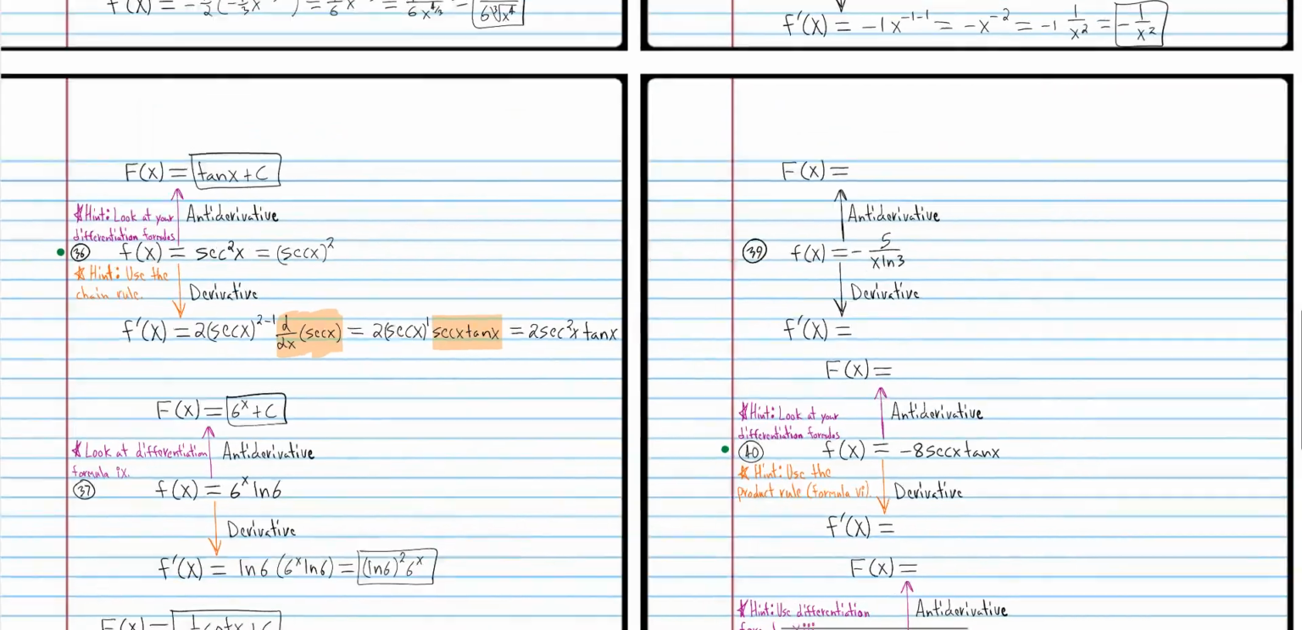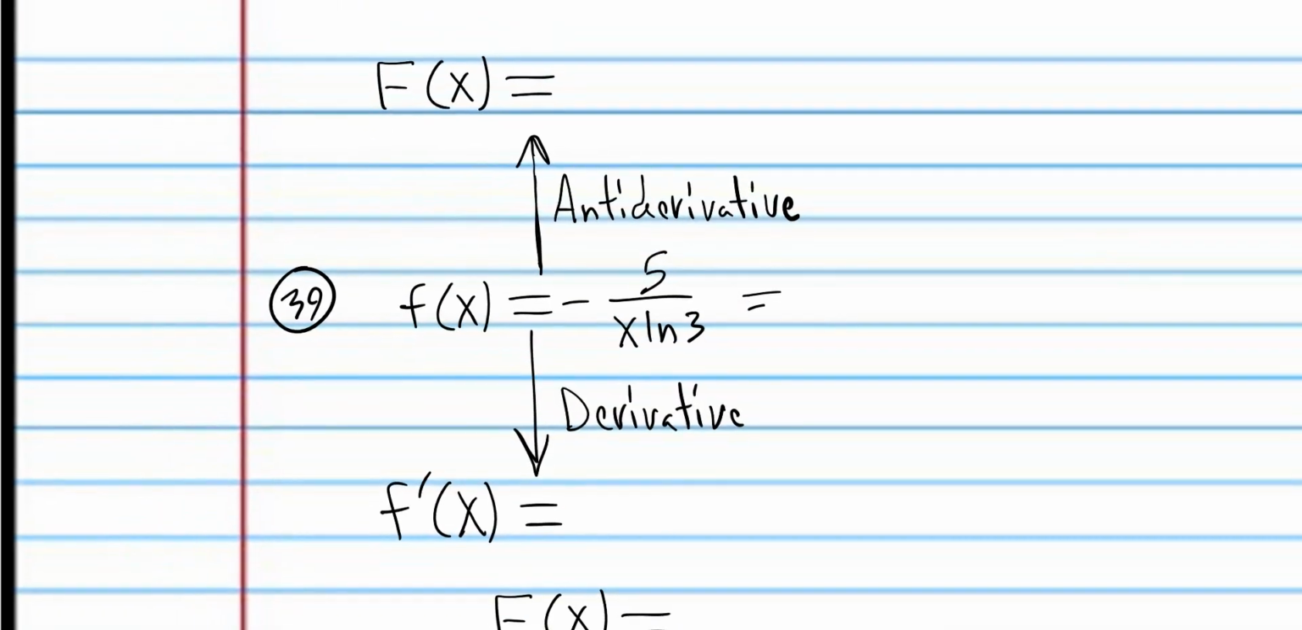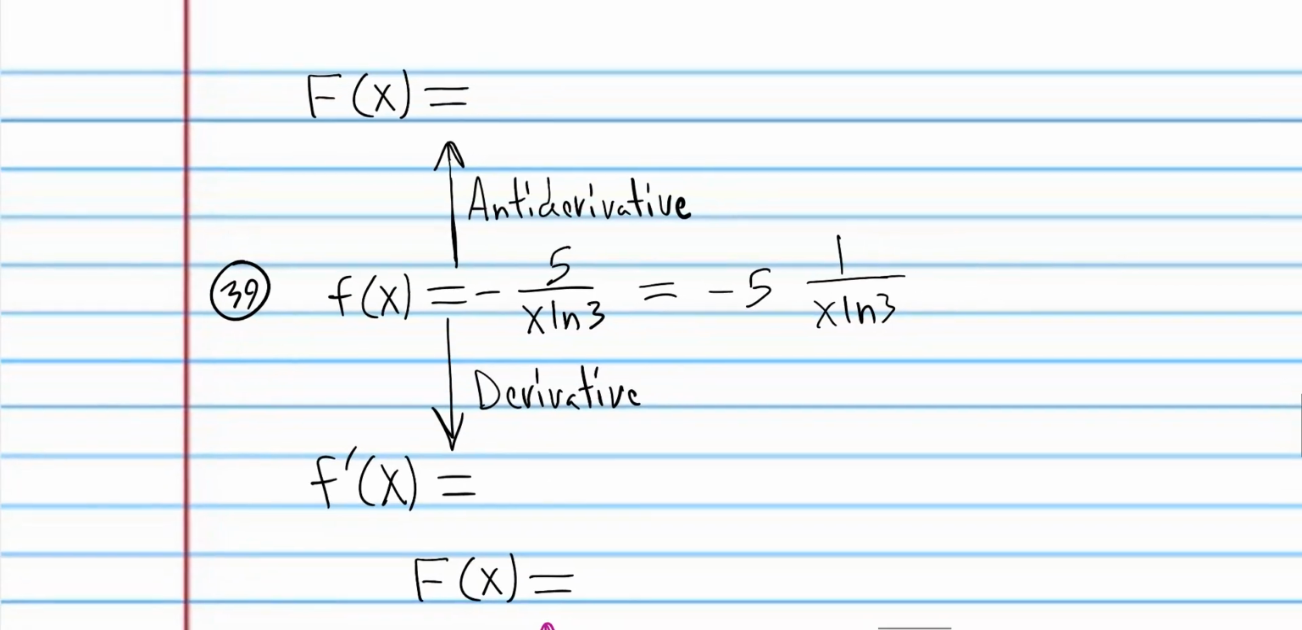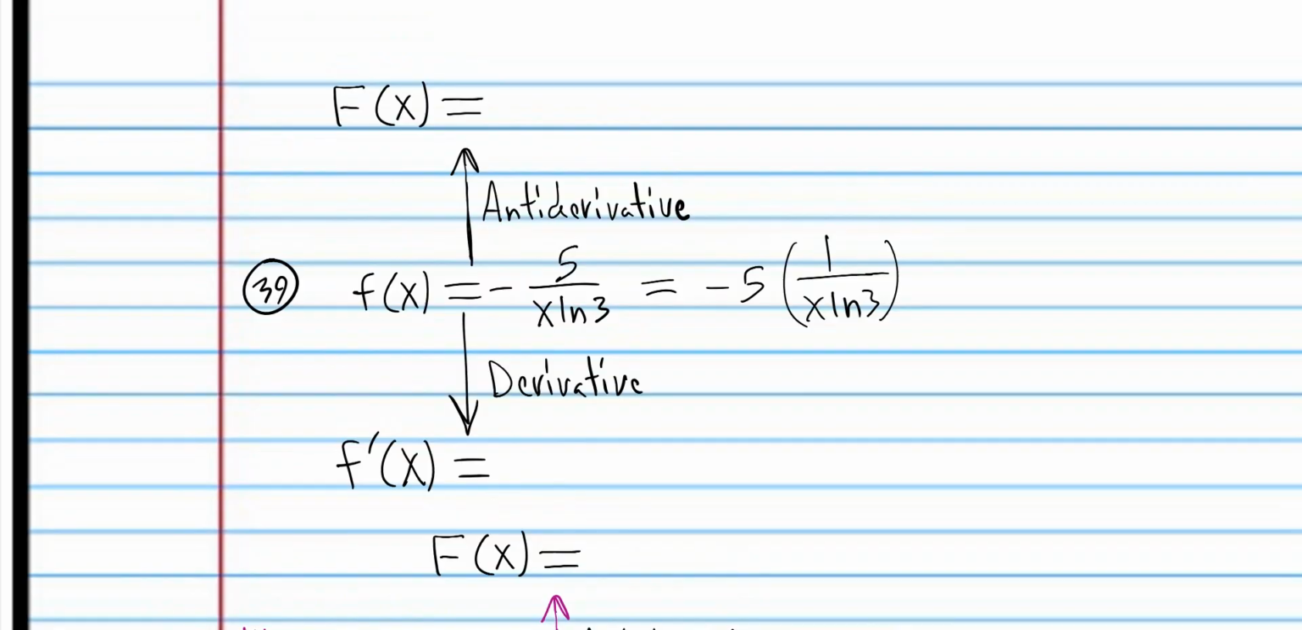Okay, so let's try one more of these together. This really doesn't look pleasant, but if we factor out the negative 5, and then we consult our differentiation formulas, we can see that this is just the derivative of log base 3 of x. So that's one of the differentiation rules.